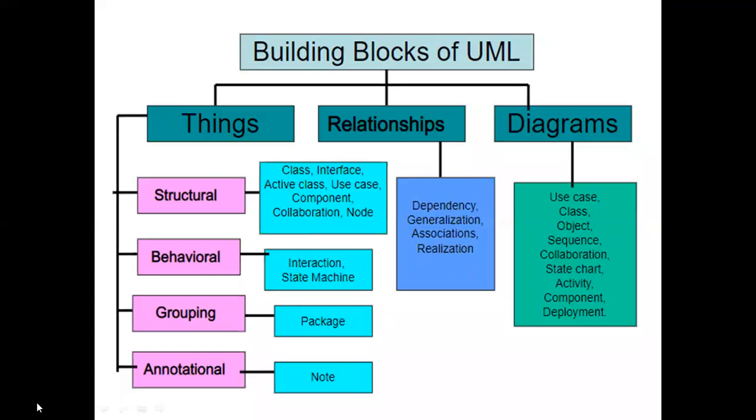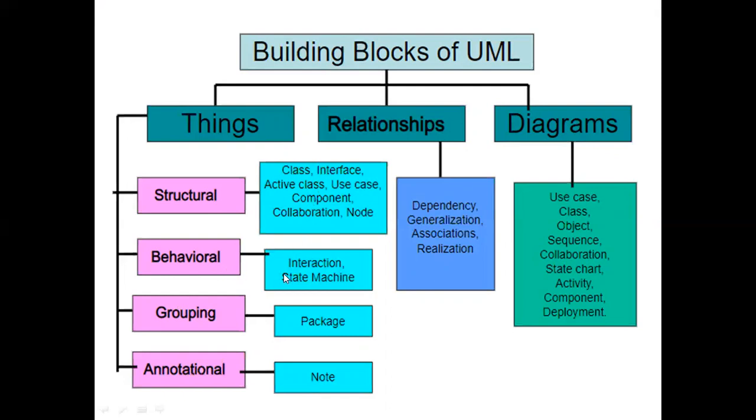Among the structural things, the class is used in the second unit, the interface in the third unit, and the use case is used in the fourth unit, and component and node are in the sixth unit. So there are seven types of structural things used in different diagrams. Totally, you have 9 diagrams, and in these 9 diagrams, you are using seven structural things.